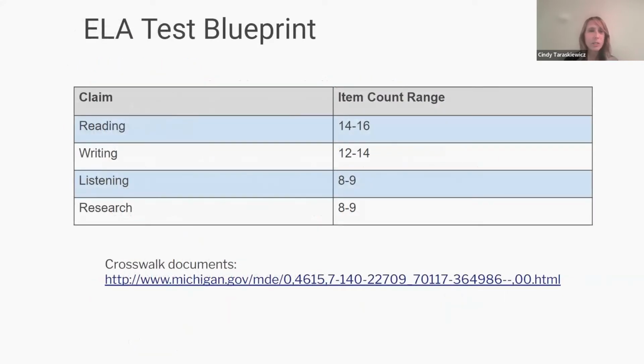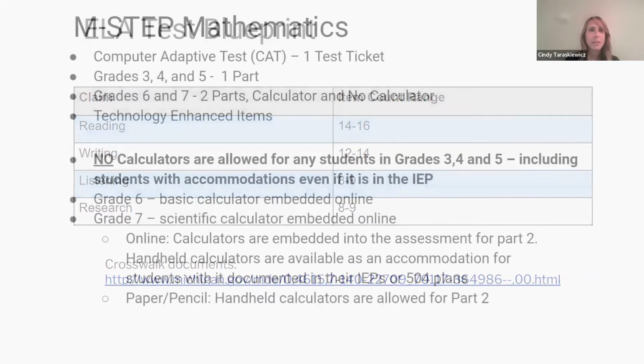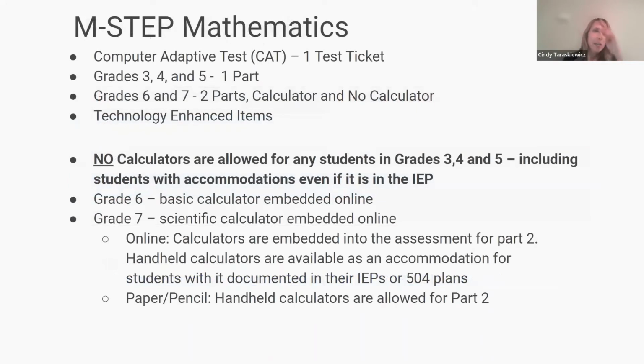And then this is just another fancy chart to look at it. And then there's a crosswalk document link. It links the standards over to the claims and the targets. So for math, same thing. You have your computer adaptive test. It's going to adapt to how the students answer.